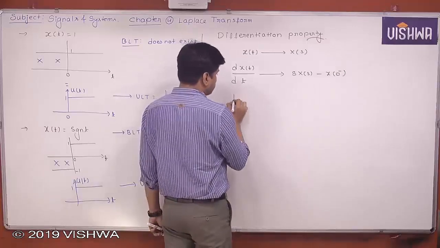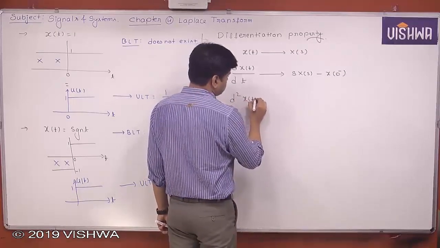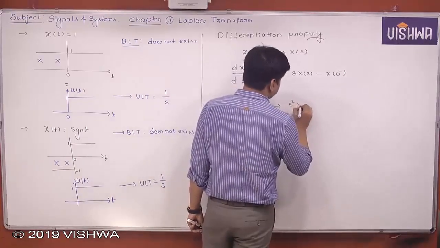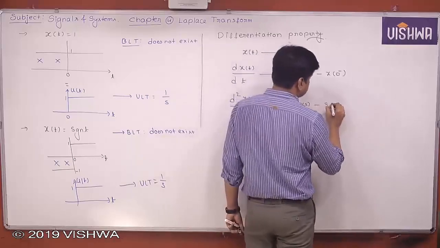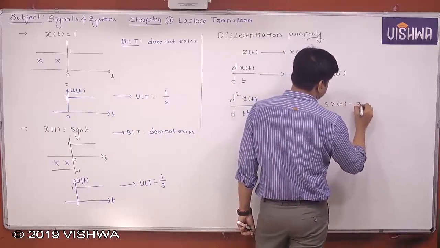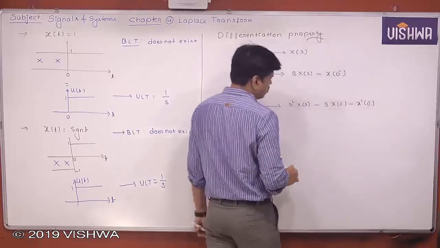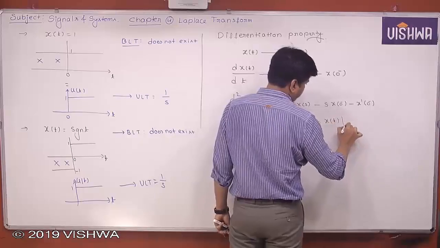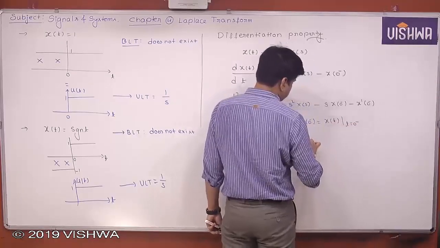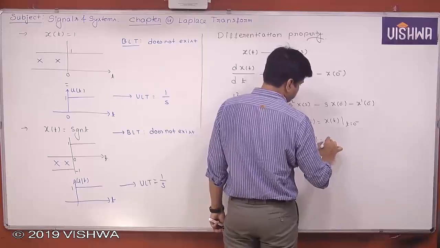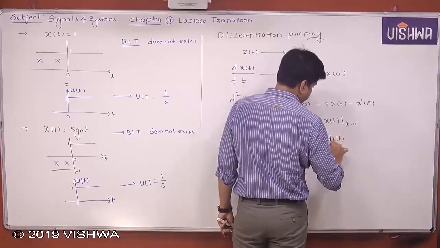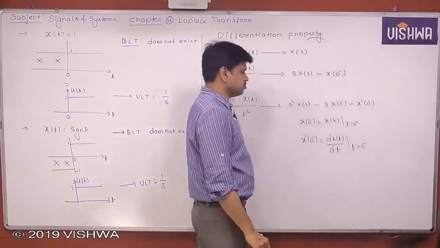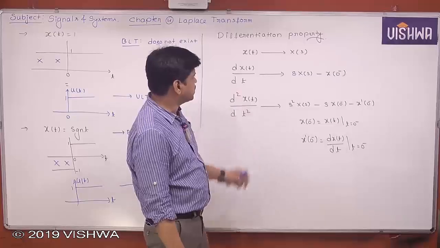Next, in a similar way, the second order differentiation has s square X of s minus s x of 0 minus minus x dash of 0 minus, where x of 0 minus is nothing but x of t when t is equal to 0 minus. And x dash of 0 minus is nothing but dx of t by dt when t is equal to 0 minus. Understood or not? So this is what it means. Take it.